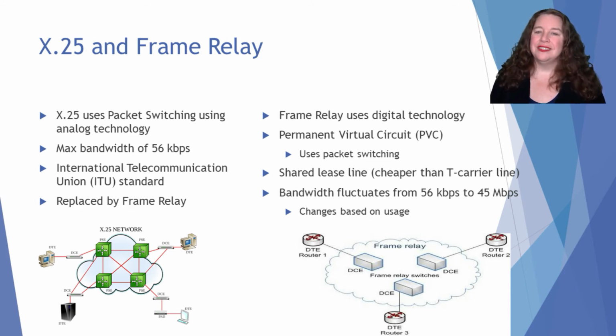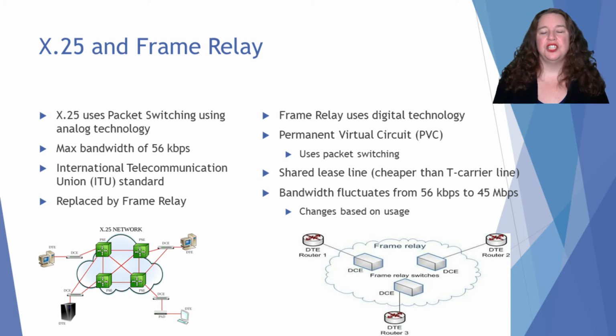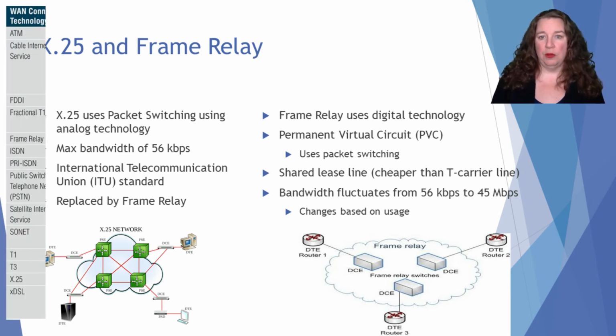Bandwidth on this, similar to cable, is going to fluctuate based on usage. So depending on how many people are on your frame relay system is going to depend on your available bandwidth, either from 56 kilobits per second, the slowest that it could possibly be, up to 45 megabits if nobody else is on the line. So that changes based on how many other people are on your network.